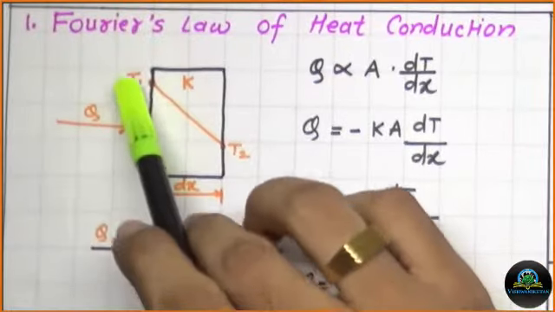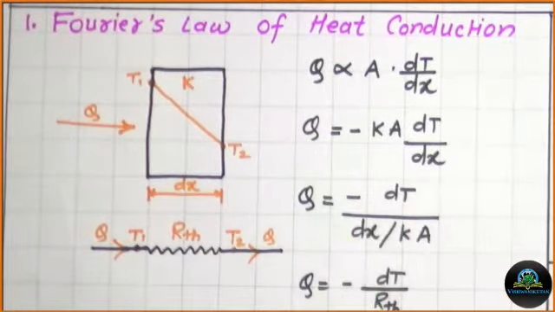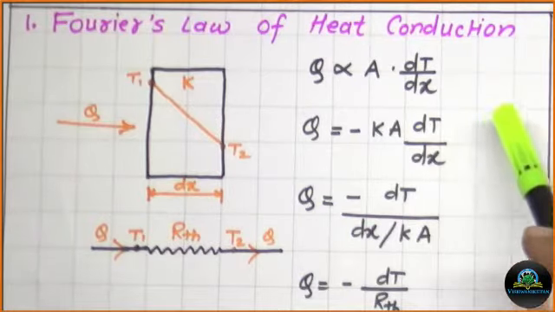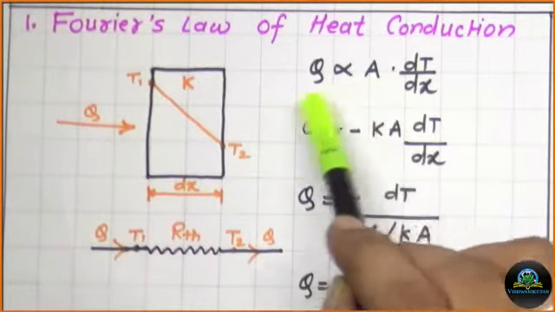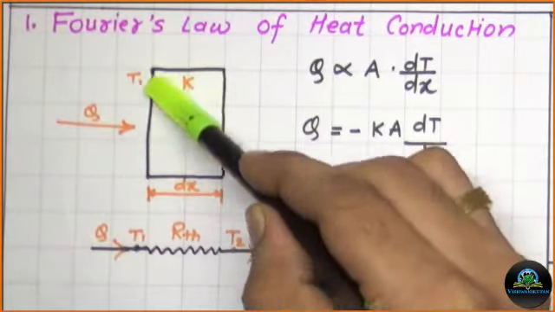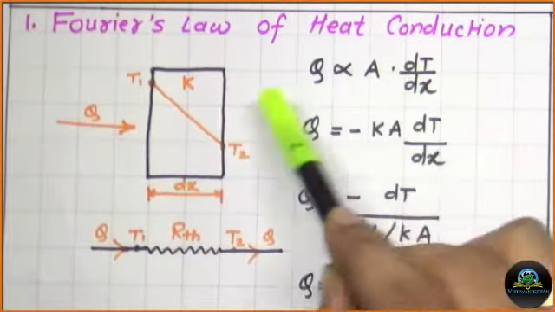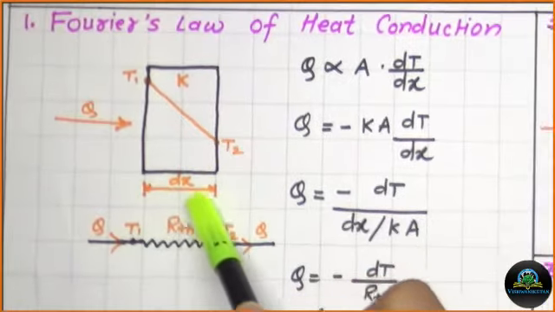So first is the Fourier's law of heat conduction. This is the basic law for heat conduction. According to the statement of Fourier's law, the heat flow rate is directly proportional to the cross-sectional area of the body at 90 degrees multiplied by the temperature difference with respect to the change in thickness.